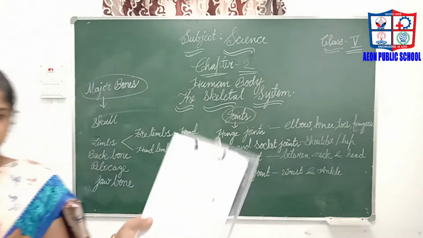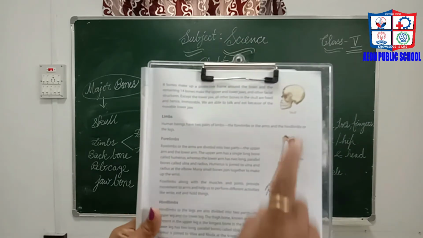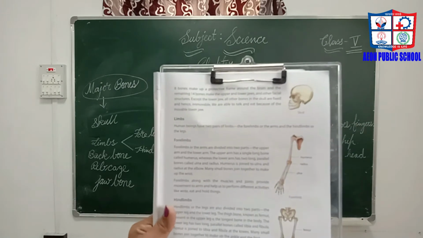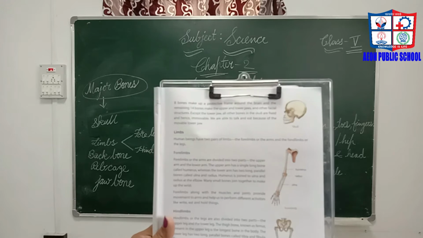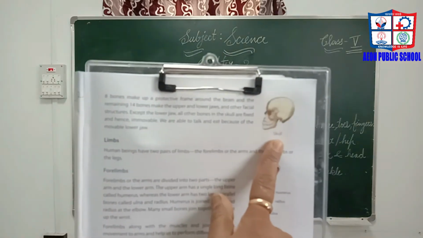So see here the skull. It's visible to you? Yes. So this is the skull, the first major bone. It consists of 8 bones that make up a protective frame around the brain. So this is the figure of a skull.